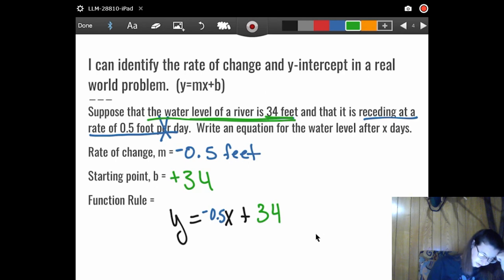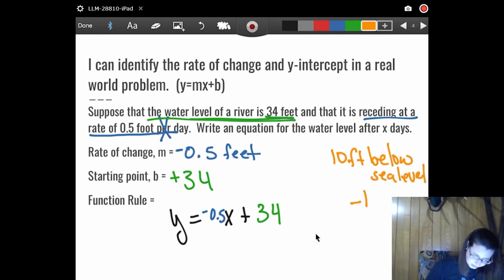So, Ms. Harrell, what if the starting point said that it was 10 feet below sea level? Well, if it had said 10 feet below sea level, that means our b would be a negative 10, and we could rewrite this as y equals negative 0.5x minus 10. So it doesn't necessarily have to be a plus b. If we start with a negative number, then it's going to be a minus b. You have to really think about what the question is asking you.